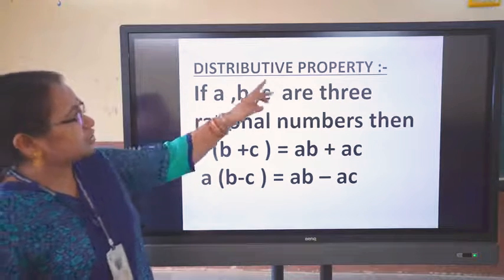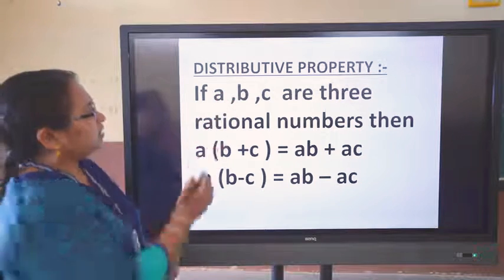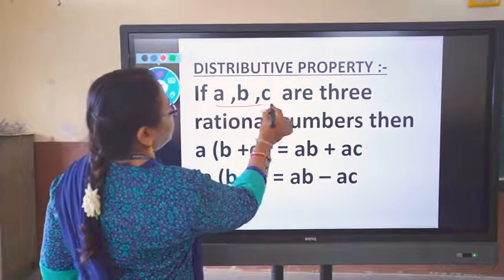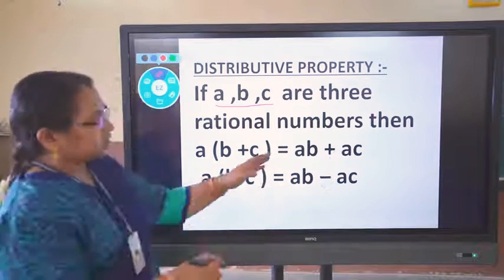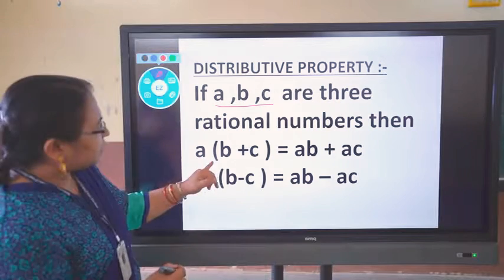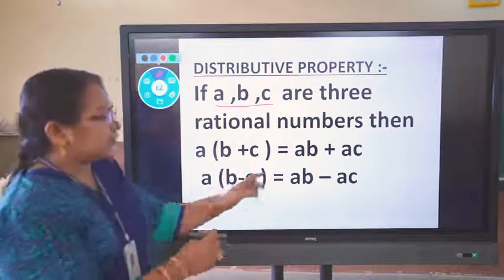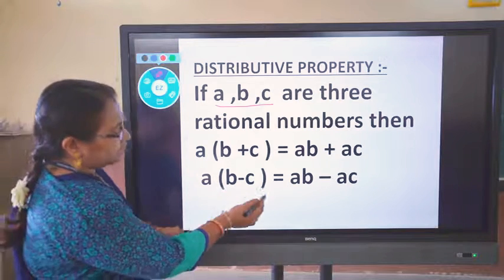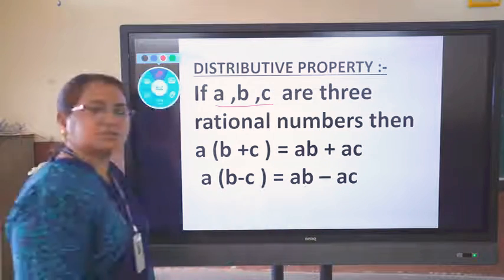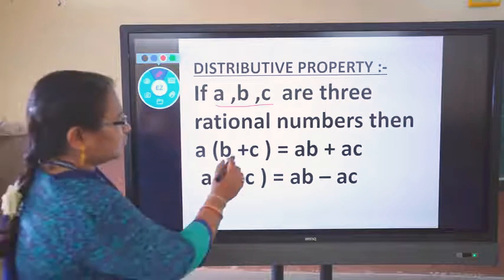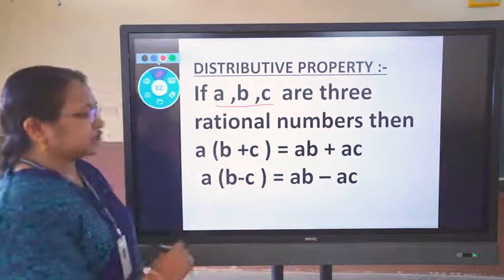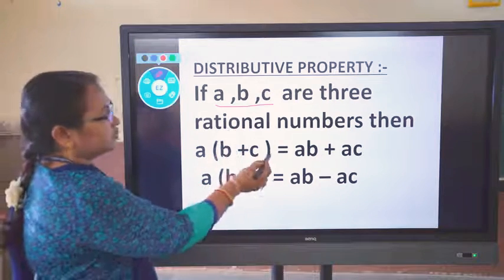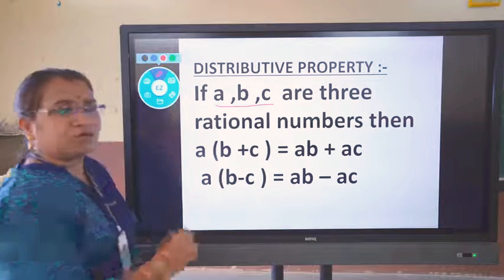So the distributive property says that if A, B, C are three rational numbers, then A multiplied by B plus C inside the bracket is equal to AB plus AC. Also, A multiplied by B minus C is equal to AB minus AC. When B plus C is inside the bracket, we get AB plus AC, and this is called the distributive property of multiplication over addition.